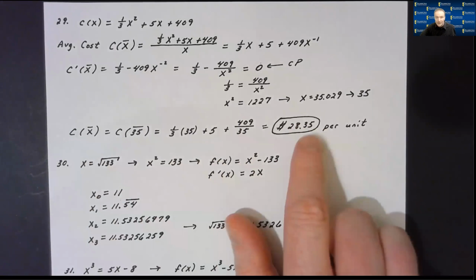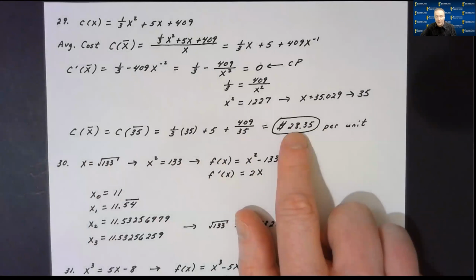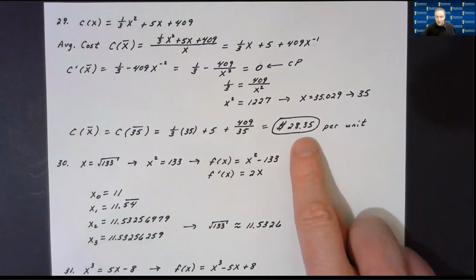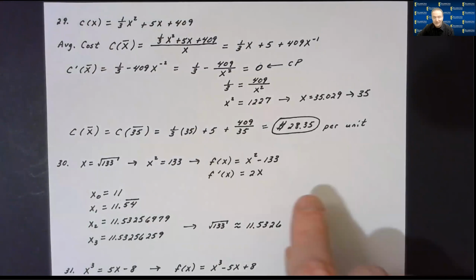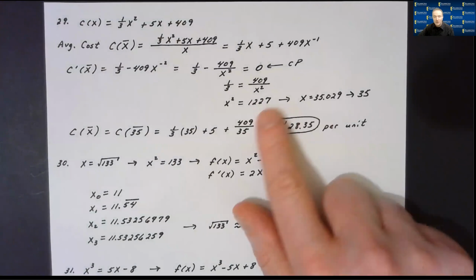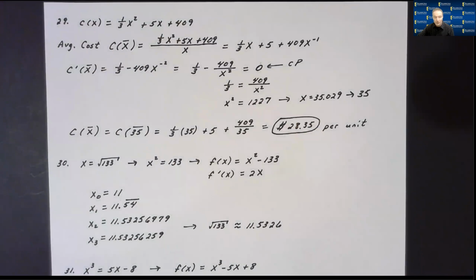Keep in mind, this is telling us that their minimum average cost is $28.35 per unit, but their goal is to sell them for $387 per unit. If that's the case, then they're making over $350 profit per unit. That would be a phenomenal business plan if that were possible. But the answer to this question, the 28.35, is what I'm looking for.